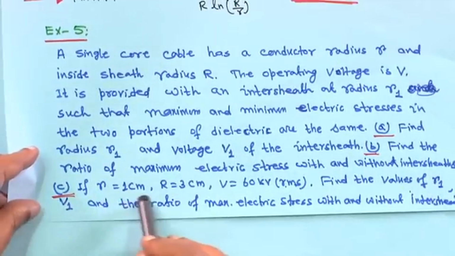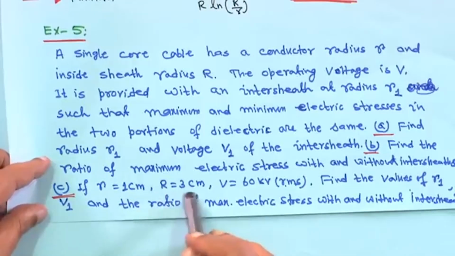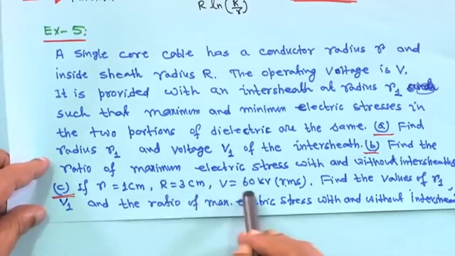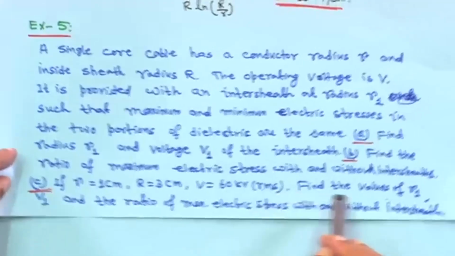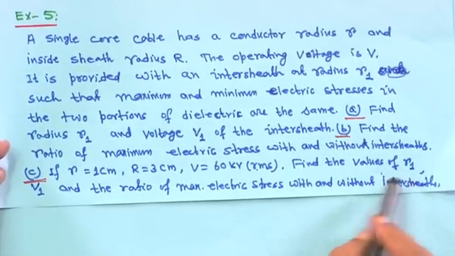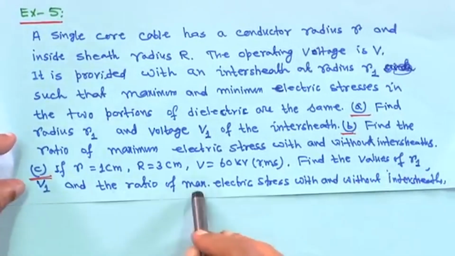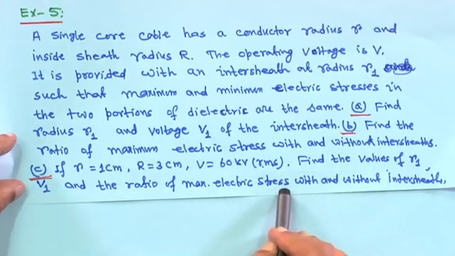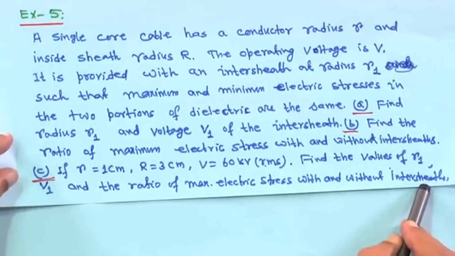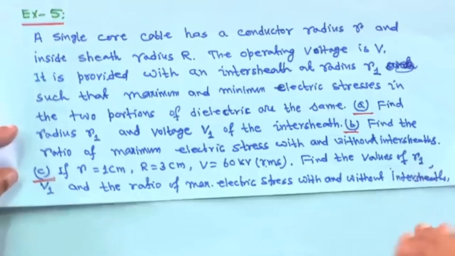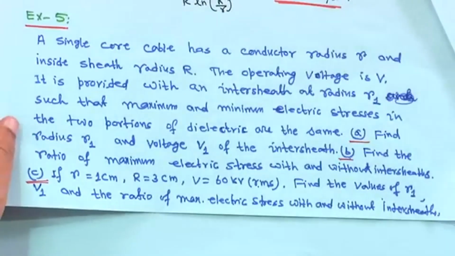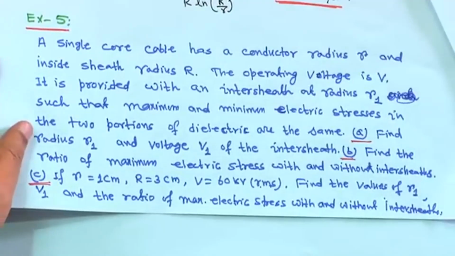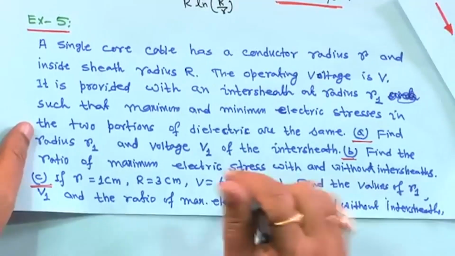C, if r is equal to 1 centimeter, capital R is equal to 3 centimeter, V is equal to 60 kV, in bracket it is given RMS value, find the value of r 1, V 1 and the ratio of maximum electric stress with and without intersheath. This is the problem, right. So, how can one do this? Same philosophy we will use, there it was using two intersheaths, right, here it is provided with one intersheath.